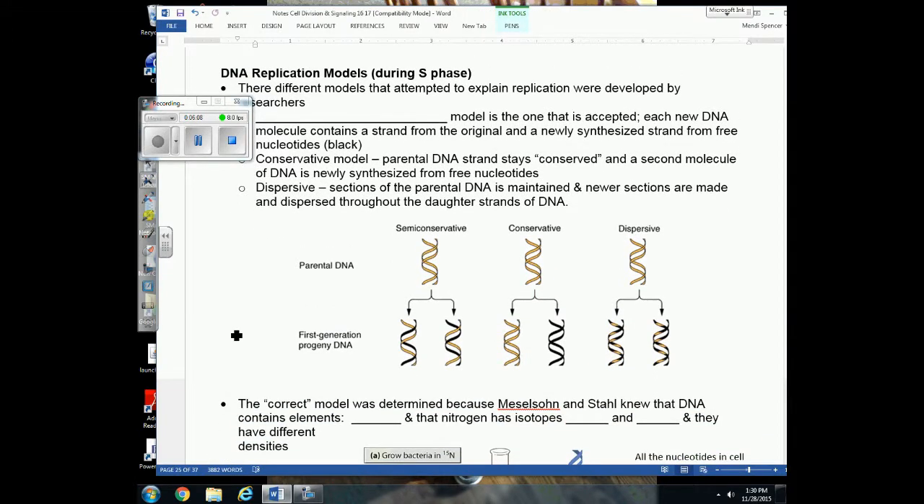Before we actually get into DNA replication, I want to talk about the 3 models that outline how DNA could replicate itself. There's the semi-conservative, the conservative, and the dispersive model of replication. Now, the one that's actually accepted as being correct is the semi-conservative.